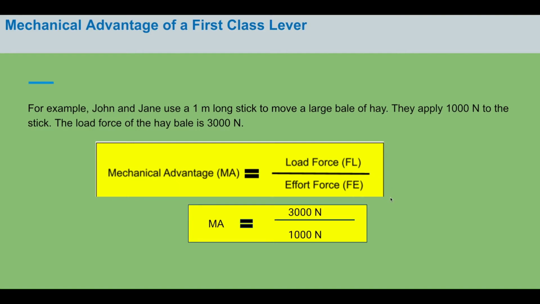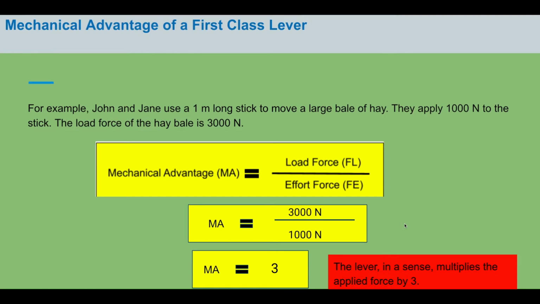And then we divide, and that's 3. So the mechanical advantage is 3. The lever multiplies the applied force by 3, basically, to make it easier for us to move.